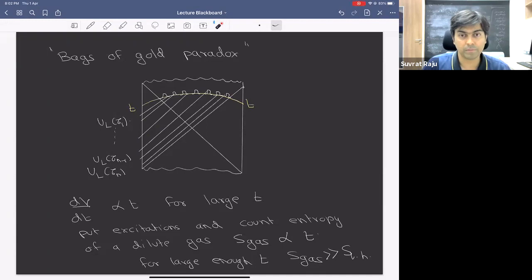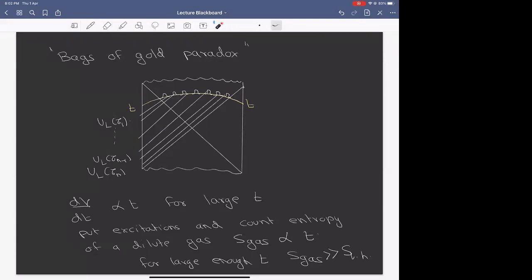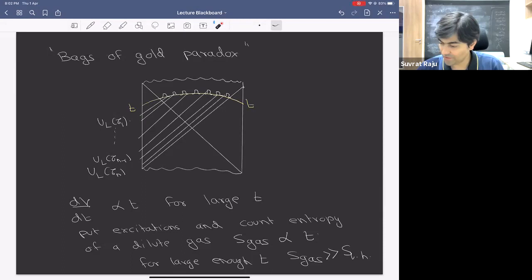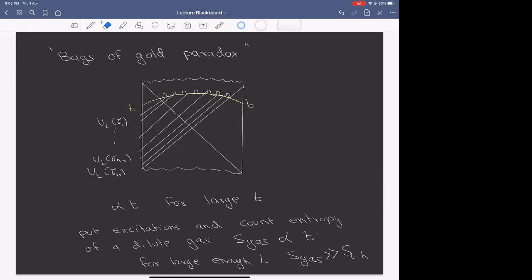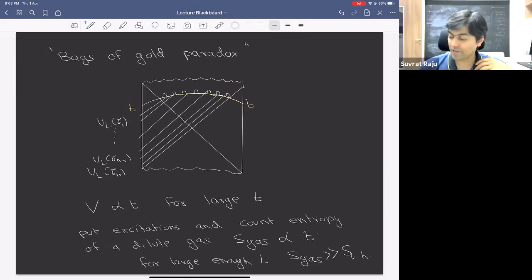Does that answer the question? Okay. And also, do you mean V is proportional to T, or dV/dt is proportional to T? Oh, thank you. V is proportional to T, not dV/dt is proportional to T. Yeah, dV/dt becomes a constant at late times. Thank you for the correction. Yeah. Thank you.